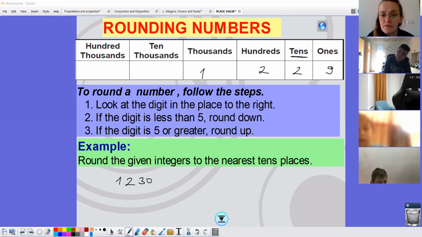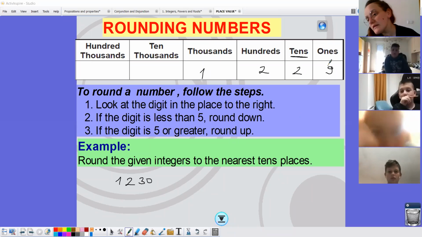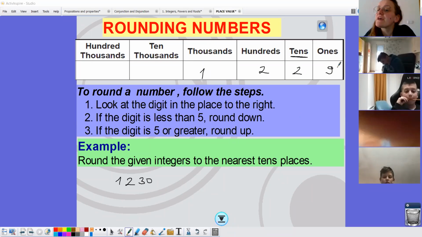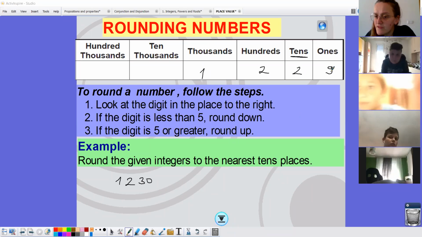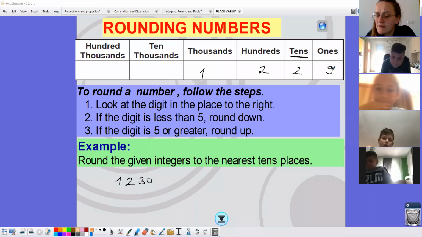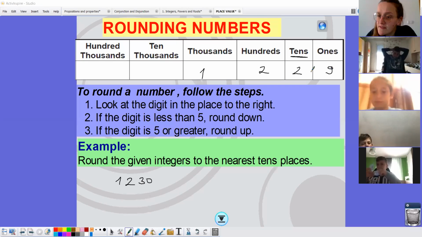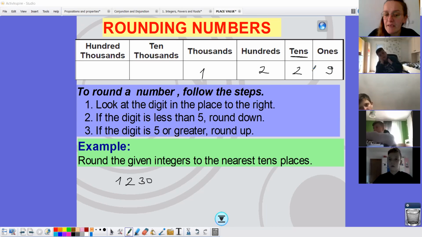Again, I am rounding the numbers to the nearest tens. I will check the ones, the first digit. If it is greater than 5, we will round the tens up. I mean, we'll add 1 in the tens. If it is less than 5, it will stay the same.